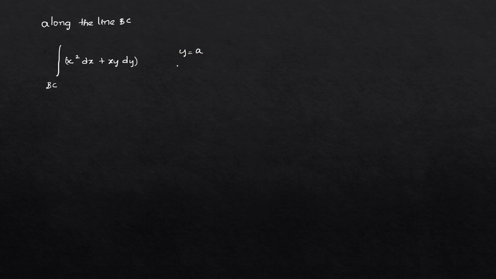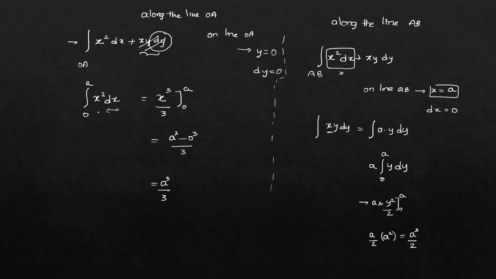Y is equal to a means dy is equal to 0, because a is a constant, and if we differentiate a constant, we get 0. Now just replace it in the respective places. If dy is equal to 0, this part will become 0. Now the only part remaining is x square dx. Since the function is in dx, we have to write x limits.